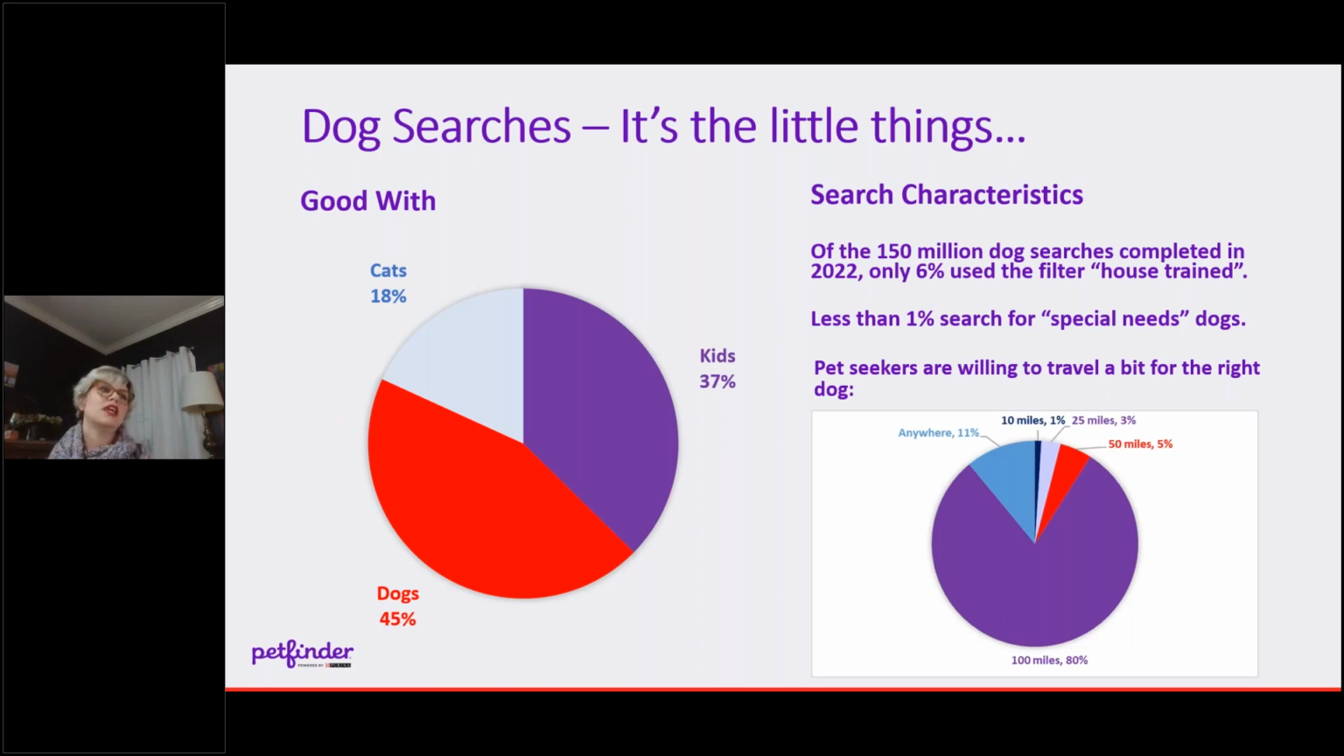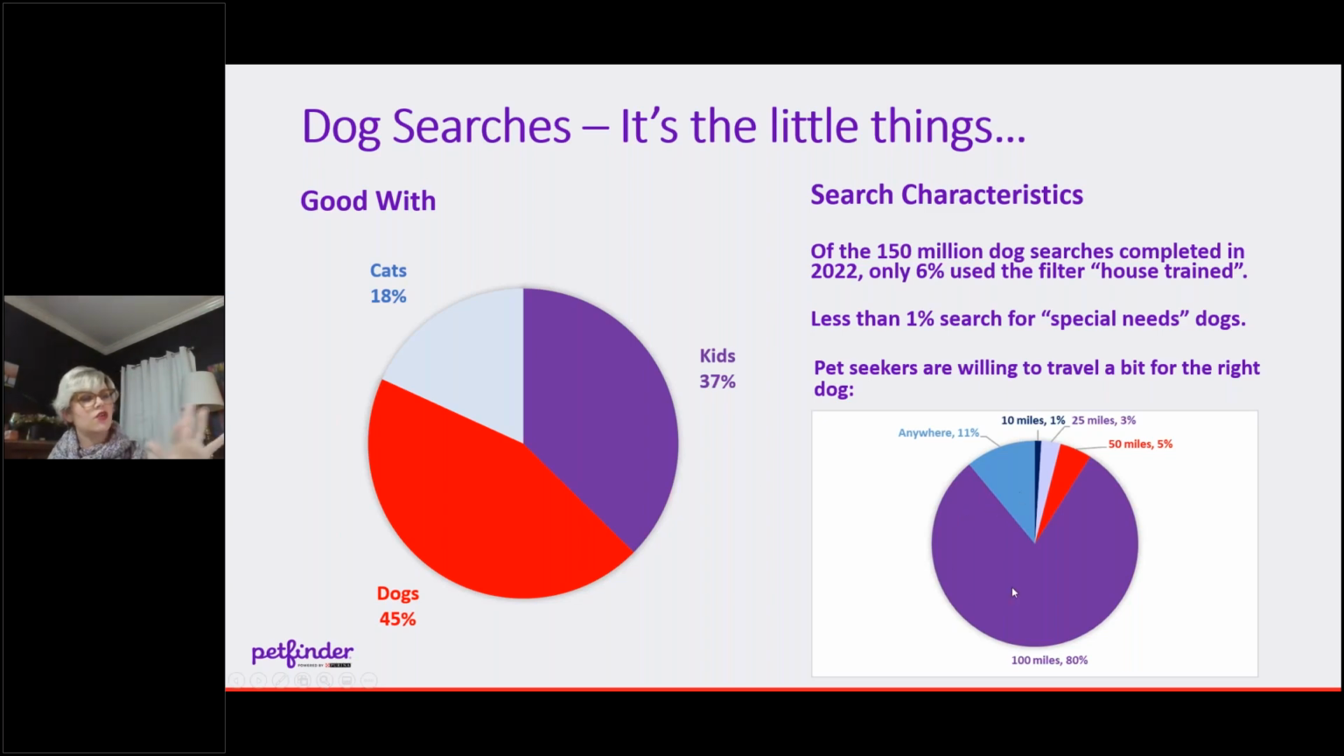And then the 1% search for special needs, I think we have some room there to maybe try to educate on the benefits of bringing a special needs dog into your home. I think there's a place for all animals in loving homes. So maybe we'll try to work on some collective messaging together.